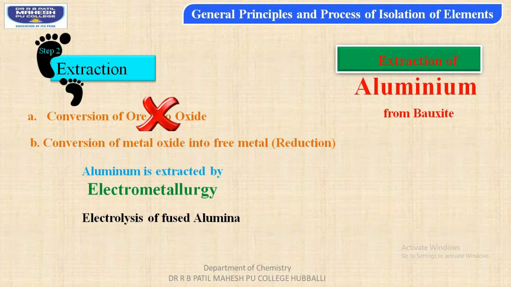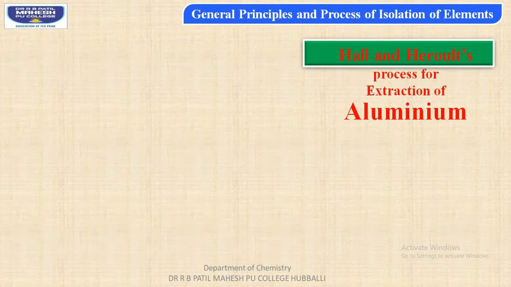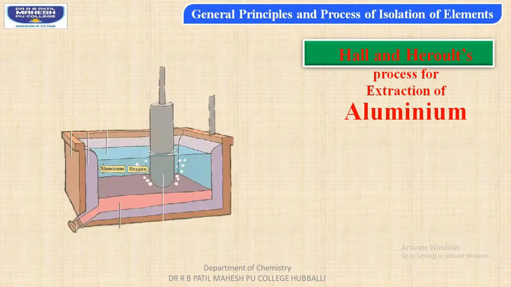Aluminium is extracted by electrometallurgy. In this case, it is the electrolysis of fused alumina, which is done using the Hall-Héroult process. Let us consider the Hall-Héroult process for the extraction of aluminium.